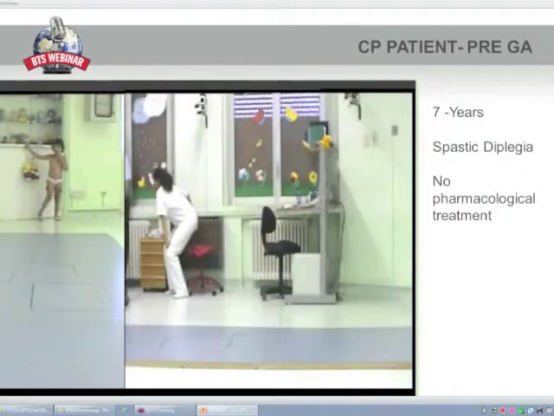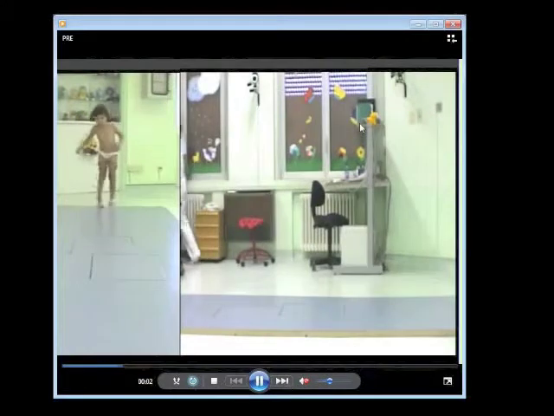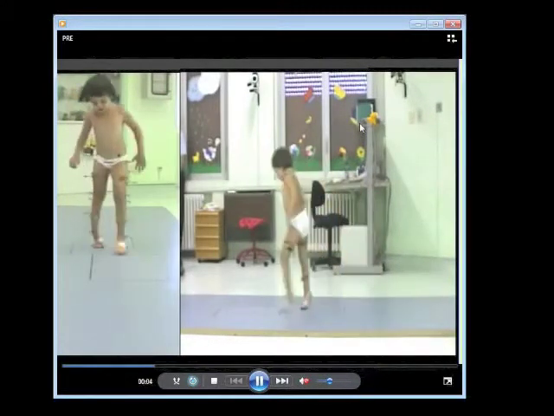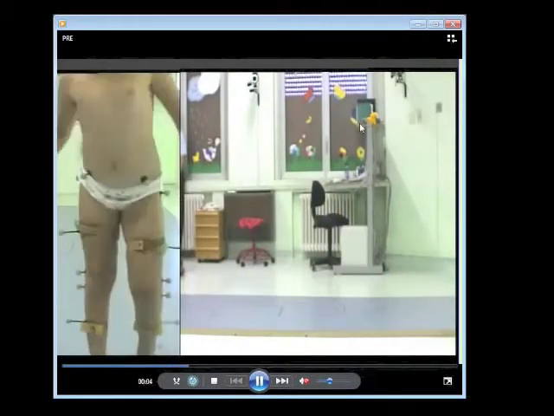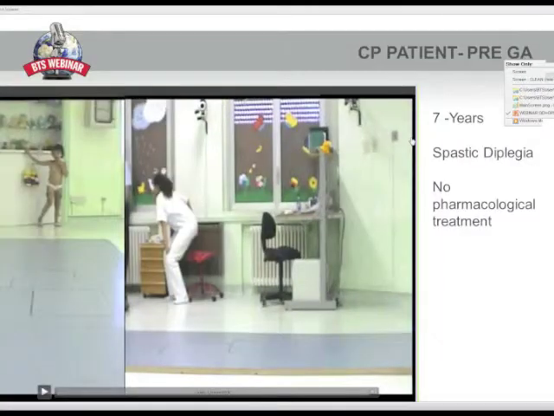Now I want to show you an example of a clinical case. In this case I'm going to show you some data coming from a 7-year-old patient with a spastic diplegia. This is the video coming from the patient before the treatment. So you have seen the video. Also from the clinical evaluation, the doctor signed out that the major impairment was on the right side.